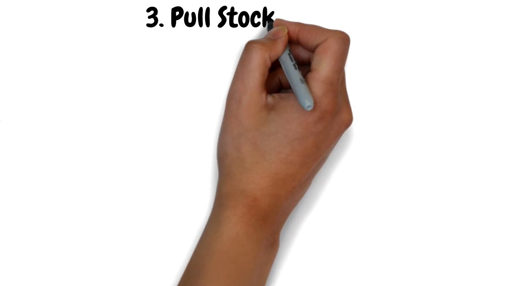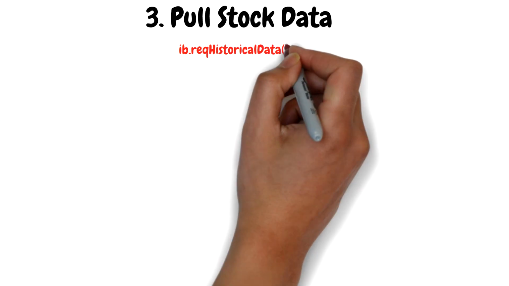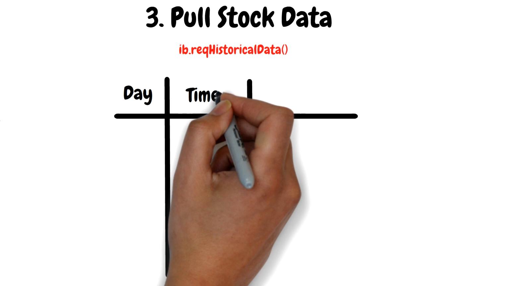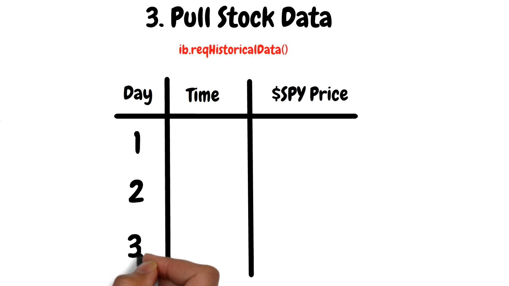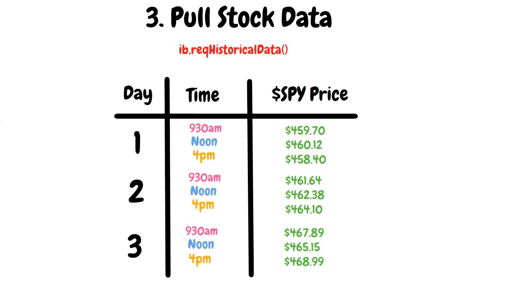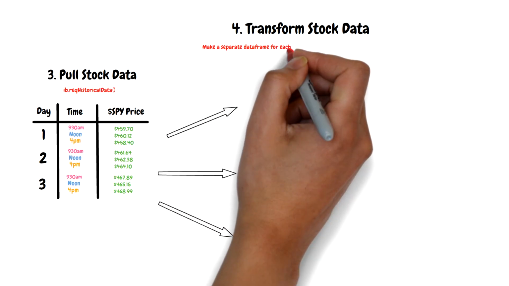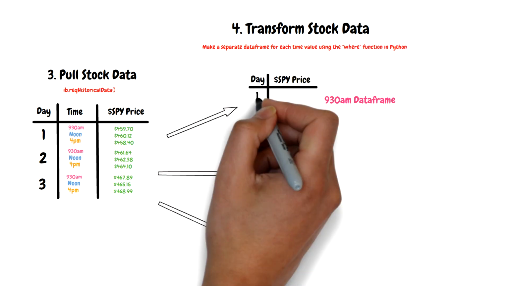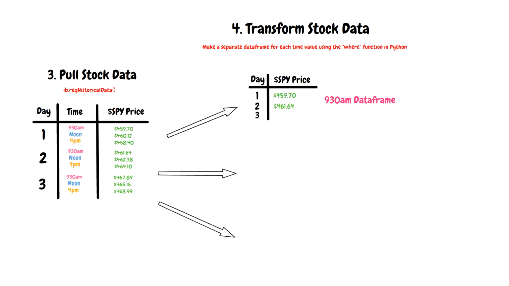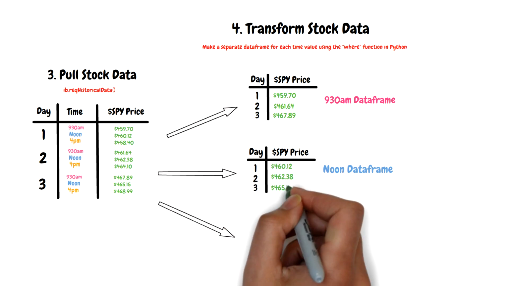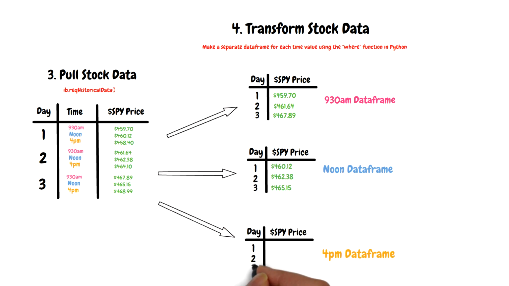Step 3 involves pulling the stock data from the Interactive Brokers API using ib.reqHistoricalData. We can specify any time interval we'd like, as well as any stock price. In this case, we'll be using SPY. We transform the data into something a little more usable. We're going to be making a separate data frame for each time interval we had specified. We're going to do the 9:30 a.m., noon, and 4 p.m. data frames. This will make it easier in our next step to compute some values.